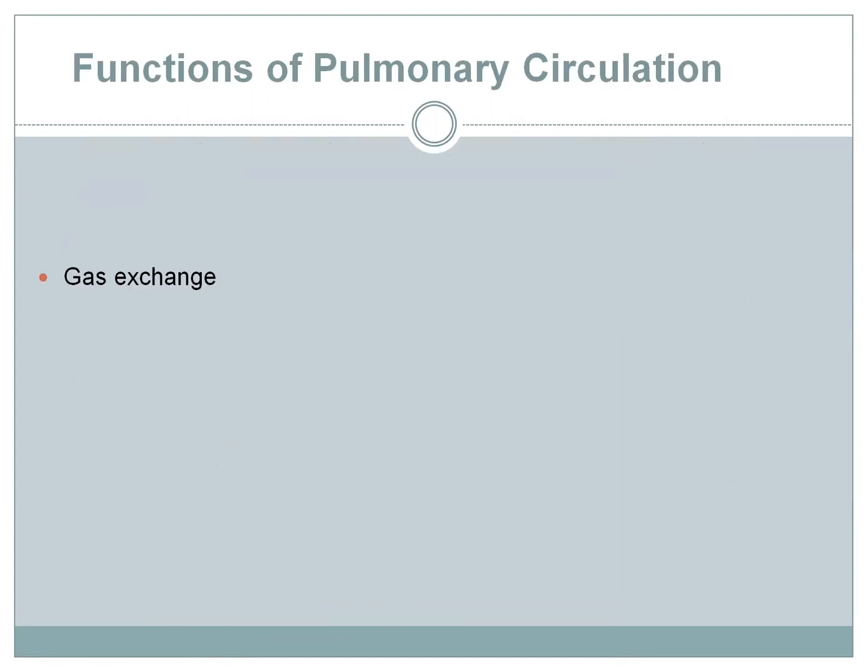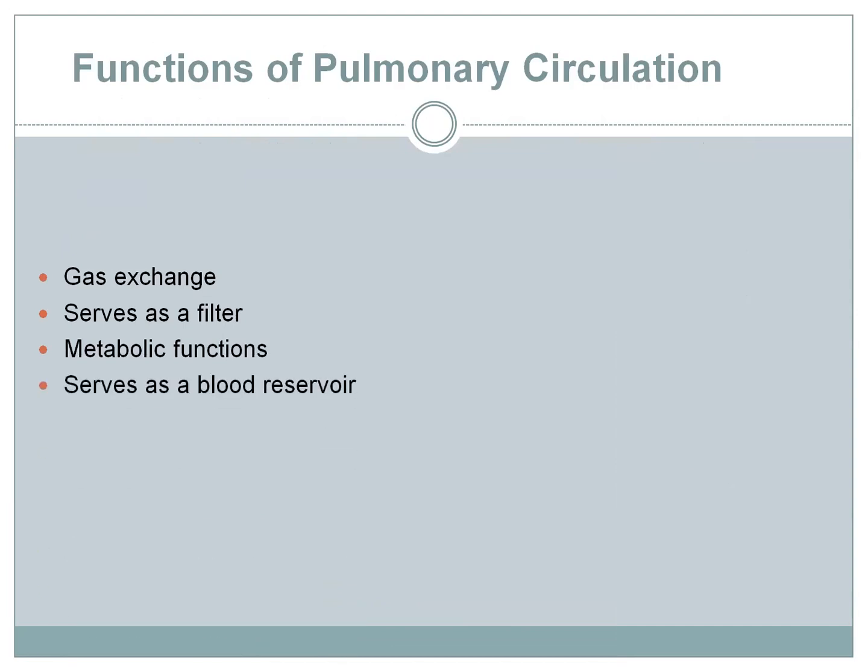Now, what are the functions of pulmonary circulation? The first is gas exchange. The second, it acts as a filter. Third, it serves a metabolic function. And the fourth is it acts as a blood reservoir. So these are the four very important functions which are performed by the pulmonary circulation.